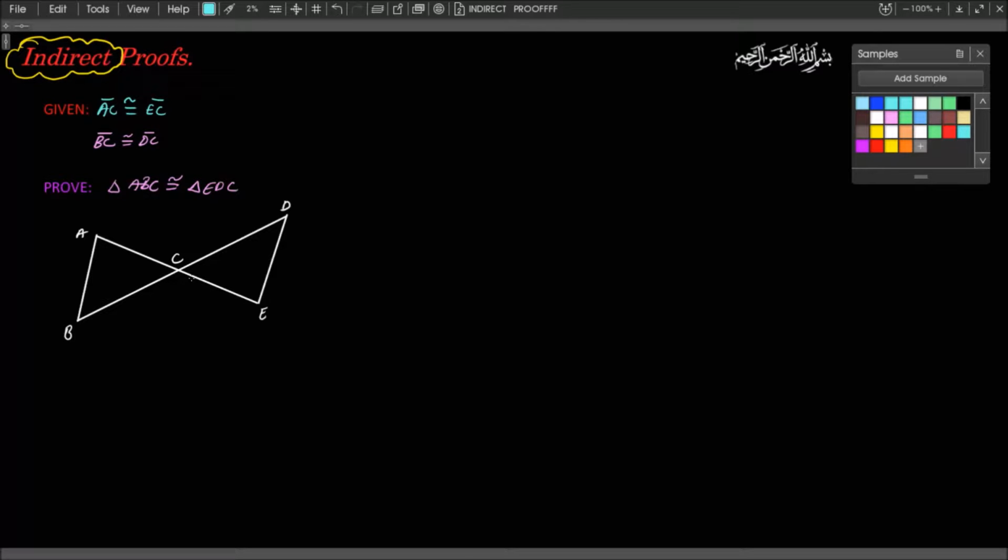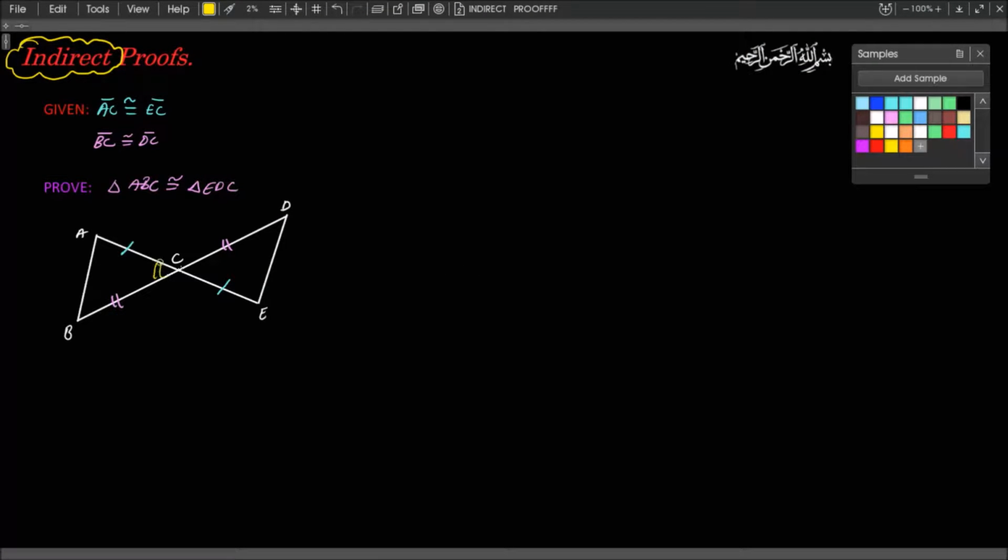We're given that AC is congruent to EC. Here it is. And we're also given that BC is congruent to DC, which is over here. And then we are asked to prove the triangle ABC, which is this one over here, is congruent to triangle EDC, which is this one over here. Well, that seems reasonable enough. I think I could do it.